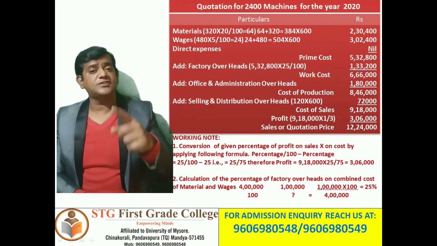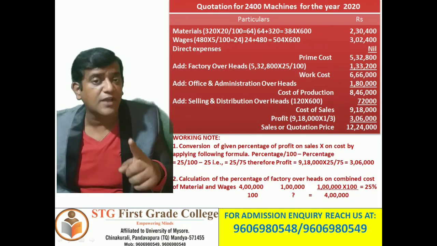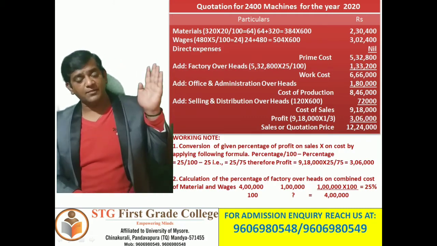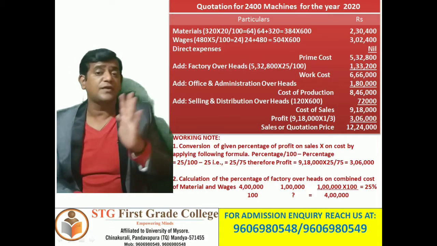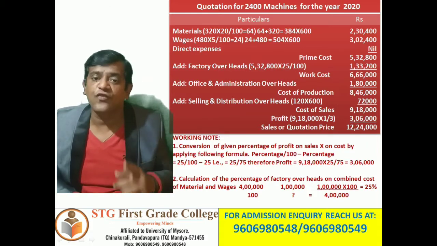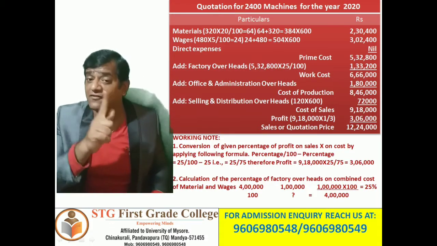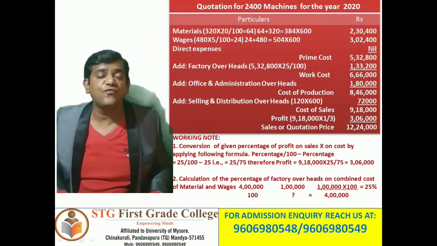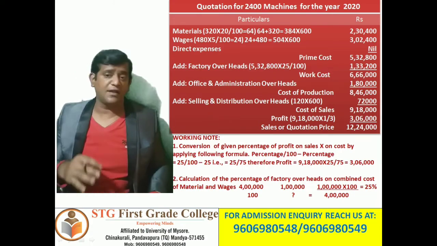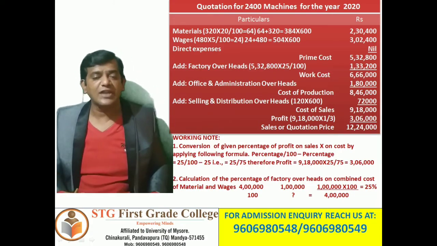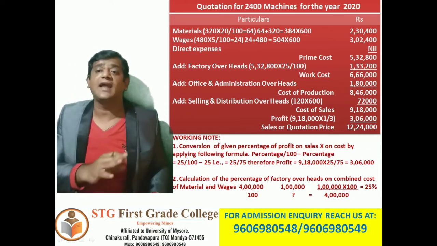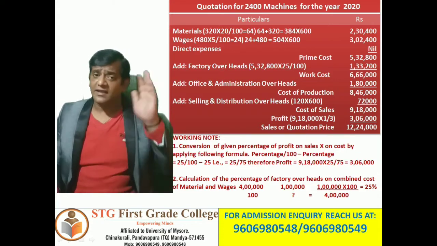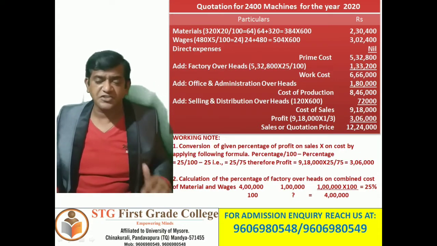So what was the wages cost per unit? In the last cost sheet it is 480. 480 into 5 divided by 100, how much? 24 rupees. So 24 plus 480 comes to 504 rupees. 504 into 600, that is 3,02,400. Next, direct expenses, there was also nil in the cost sheet. So here also in the quotation it is nil.